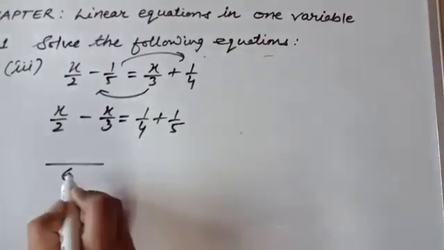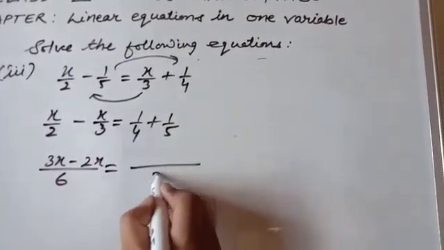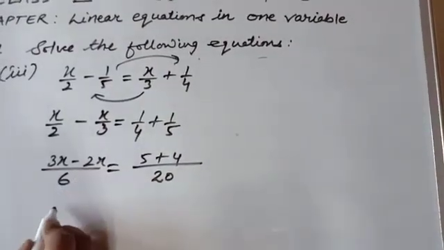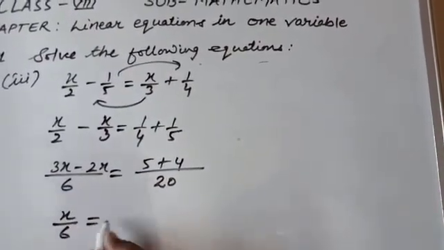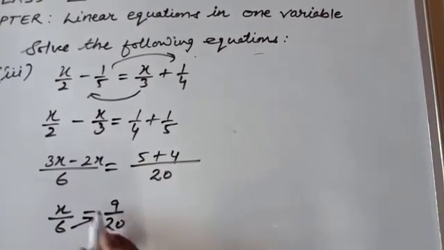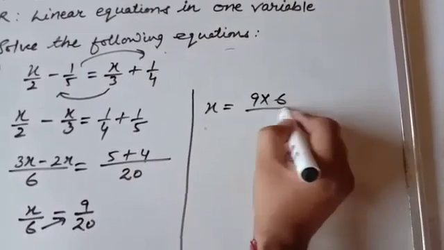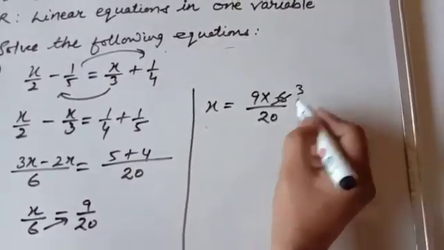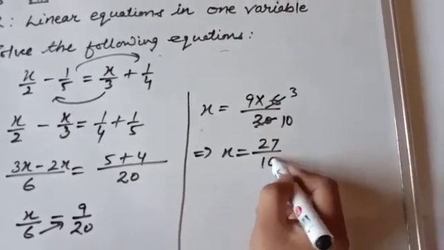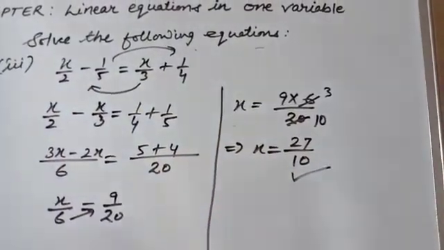So we take LCM, that is 6, 2 3s are 6 and 3 2s are 6. On the right side we also take LCM, that is 20, 4 5s are 20 and 5 4s are 20, and 3x minus 2x is equal to x upon 6, and 5 plus 4 is 9 upon 20. Now we cross multiply 6 from left to right. That means x is equal to 9 into 6 upon 20, 2 3s are 6 and 2 10s are 20, and this implies x is equal to 27 upon 10. So in this linear equation the value of x is equal to 27 upon 10.